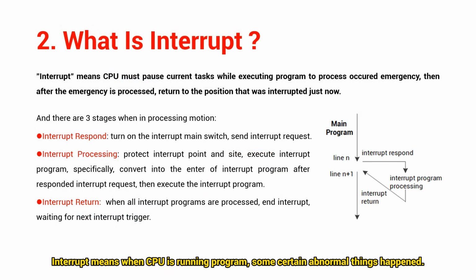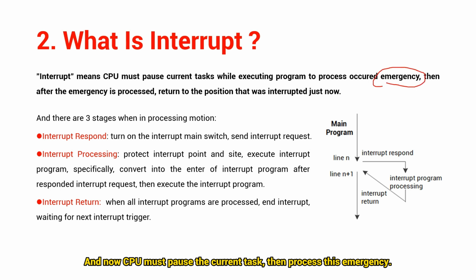Interrupt means when the CPU is running a program and some certain abnormal things happen, the CPU must pause the current task, then process this emergency. At last, it will return to the position where the original program was interrupted.